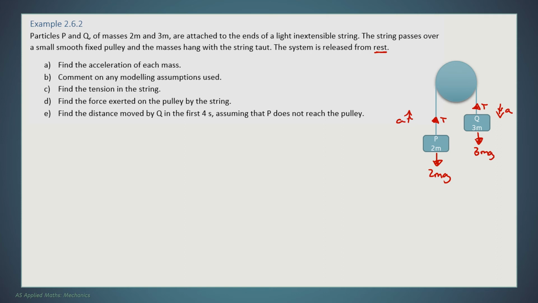Find the acceleration of each mass. So, setting up particle P, F equals ma, we have got T minus 2mg is equal to 2ma, and for Q we have got 3mg minus T is equal to 3ma.